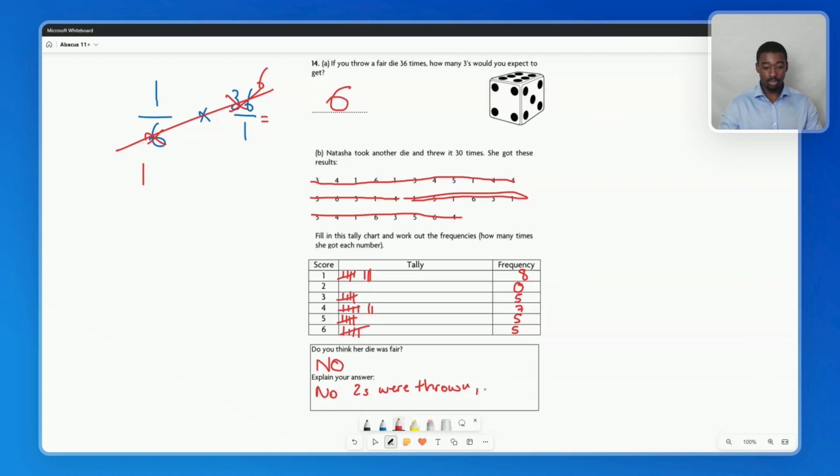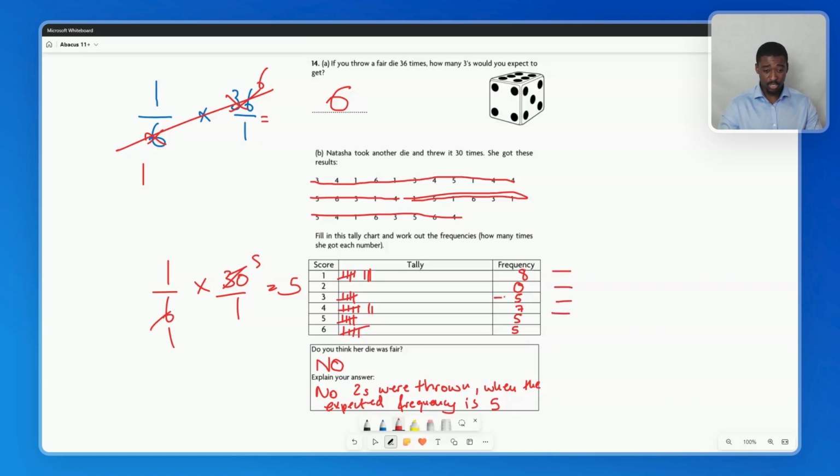And we could even add on when the expected frequency is 5, right? Because we have 30 rolls, and the probability of rolling a 2 is 1 over 6. So 1 over 6 times those 30 rolls should give us 5. So we should be expecting 5 of each number.